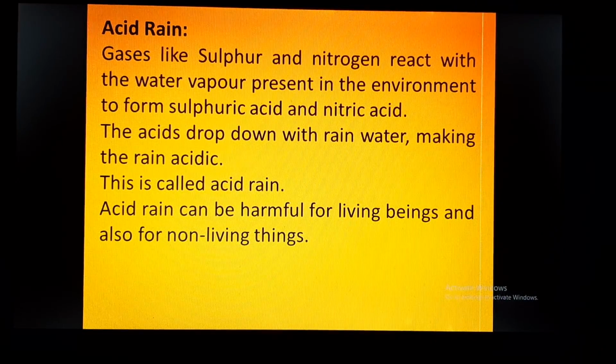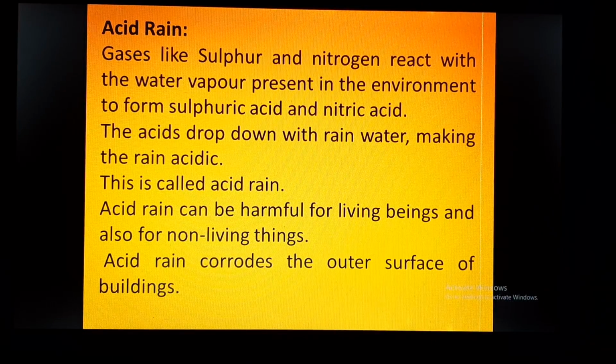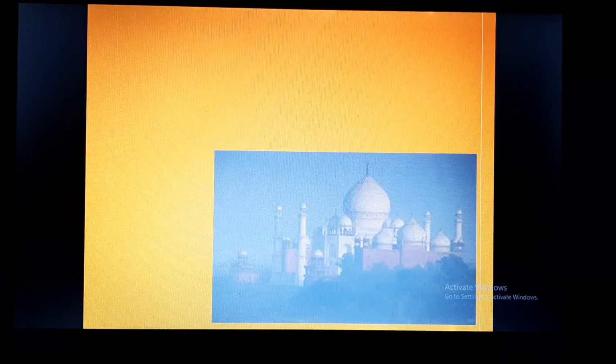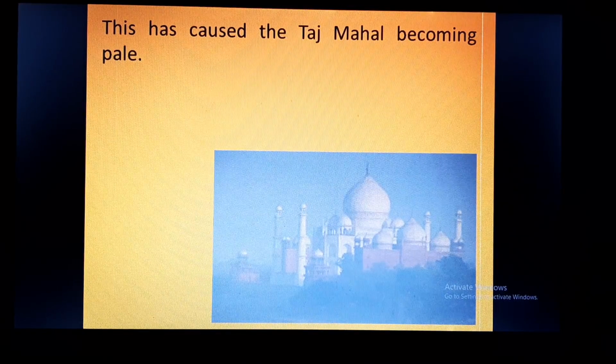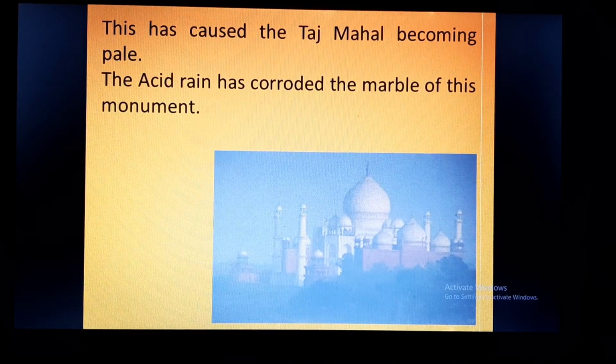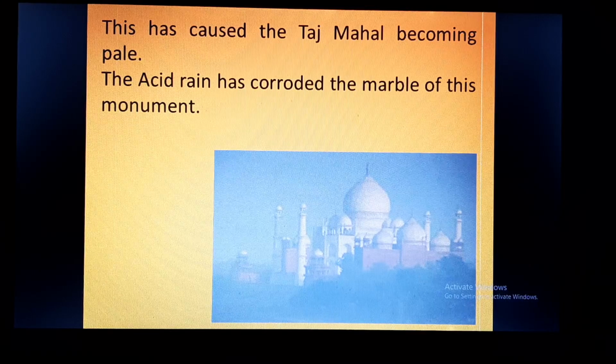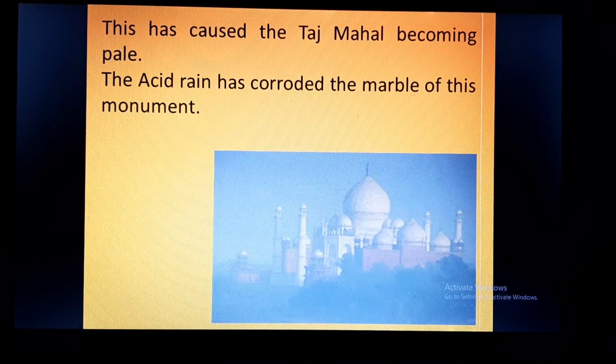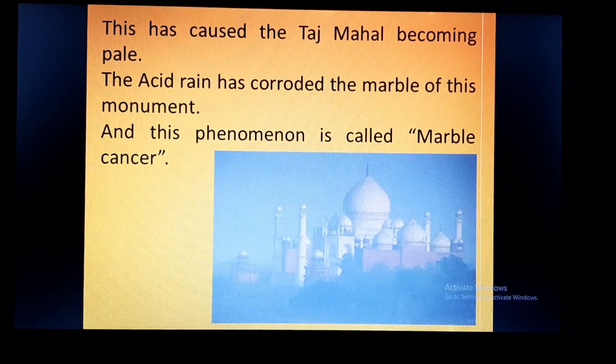So this acid rain can be harmful for living beings and also for non-living things. Acid rain corrodes the outer surface of buildings. It causes infertility of the soil also. That means it reduces the soil fertility. This has caused the Taj Mahal to become pale. So you must have read or heard about marble cancer. So acid rain in the Agra and Mathura region has corroded the marble of the monument, and this phenomenon is called marble cancer.